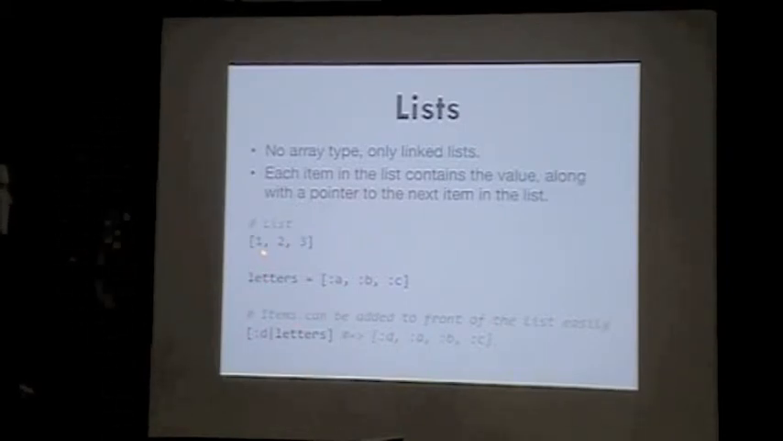So here we have a list of 3 integers. Here we have a list of 3 atoms, which are letters. And then here we assign this list to the letters variable. And then on this line here, we actually append the atom D to that letters variable, and it produces a new list with all the same items, but with D at the front of the list.